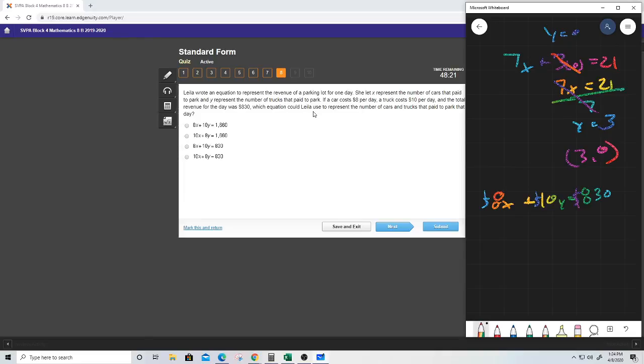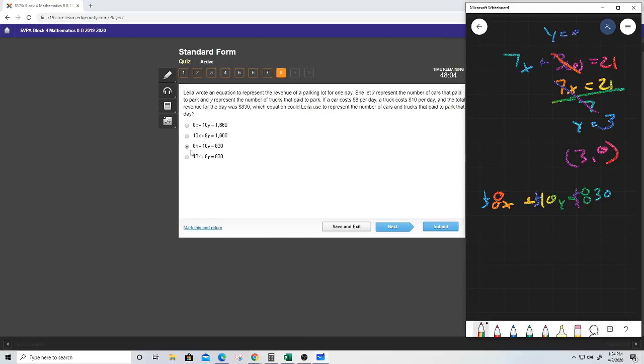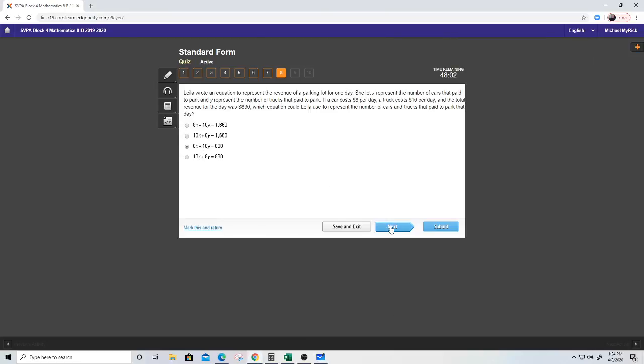Which equation could Layla use to represent the number of cars and trucks that paid to park that day? Oh, okay. Well, 8x plus 10y equals 830. No. 8x plus 10y equals 830? Yes. Double check. 8x, 10y, 830. Got it.